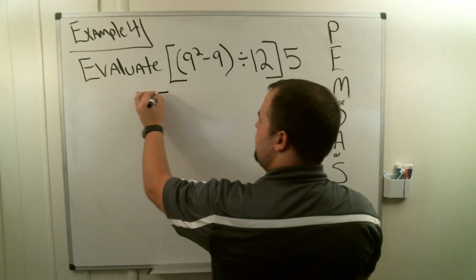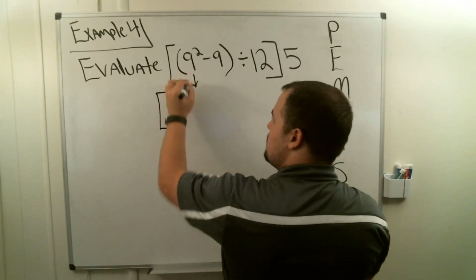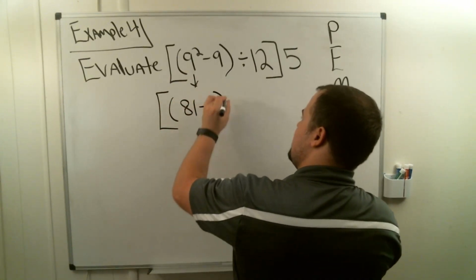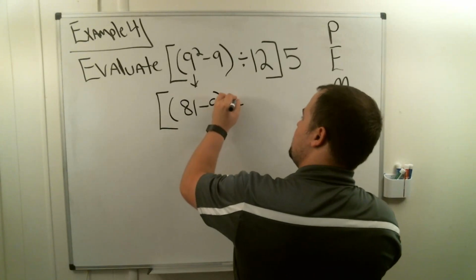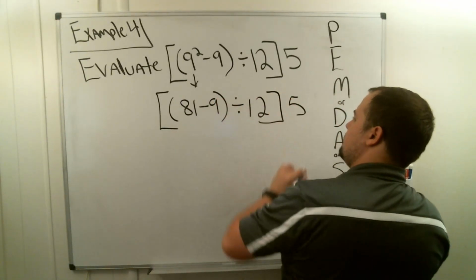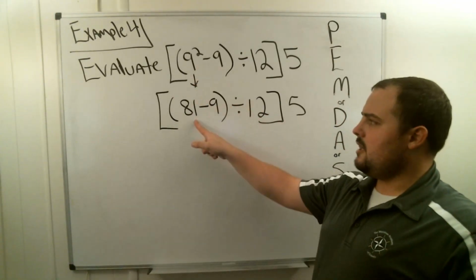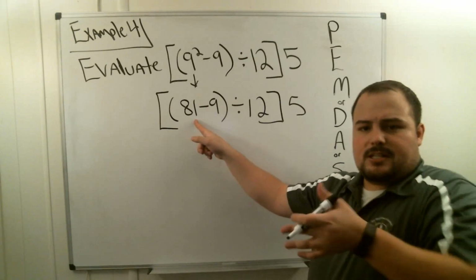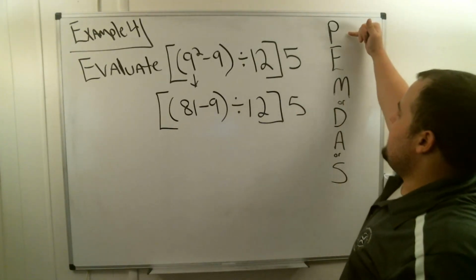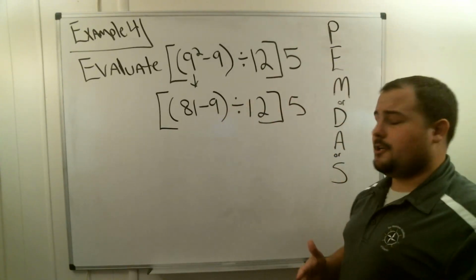So what I'm going to do is rewrite this problem and only change this. 9 squared is equal to 81 minus 9 divided by 12. So all we did was change 9 squared to 81, because 9 times 9, because that's what 9 squared looks like, is 81. Now, we go back to PEMDAS. There's no more exponents to solve. I don't see any exponents I need to get rid of.